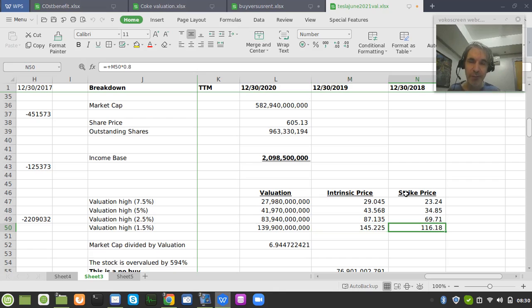And that's basically what I've done here. So I multiplied the intrinsic price, or the valuation of what I did, by 80%, basically taking a 20% discount, and that's the price where I would buy Tesla at. So 116. Now, obviously, it's way off from the valuation today, but it could be, only time will tell whether Tesla really has that value or the value is closer to mine.